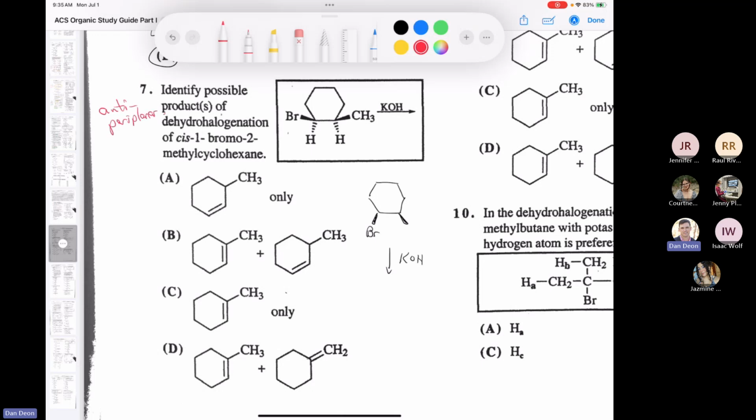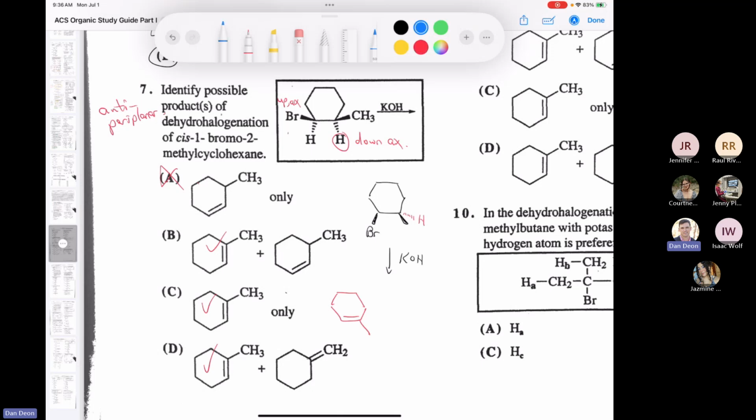Okay, so that means if the bromine is up and axial, that means that this hydrogen would be down and axial, right? This hydrogen here would be down and axial. So could an elimination reaction occur there? And the answer is absolutely. And if it did, you would end up with this compound where you'd have the double bond here, but you'd still have your methyl group. So you can see that compound is shown here, here, here. So we can cross off A, okay?